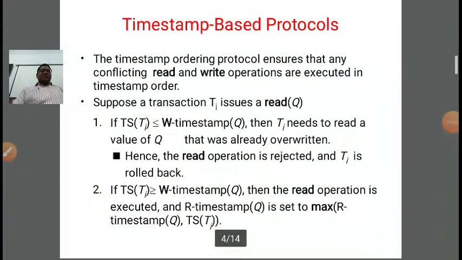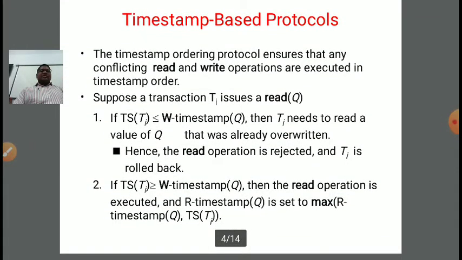The next is some more concepts on the timestamp protocol. The timestamp ordering protocol ensures that any conflict between read and write operations is executed in timestamp order. Suppose some conflict occurs in read and write operations happening on the same data item, then we need to maintain the timestamp ordering, right? So in order to avoid the conflict, the timestamp ordering plays a very vital role, right?